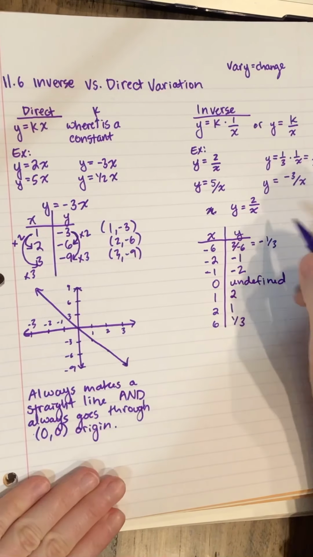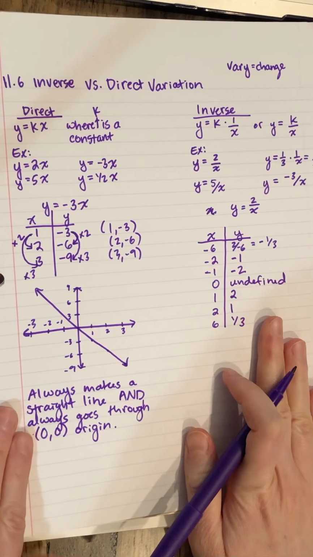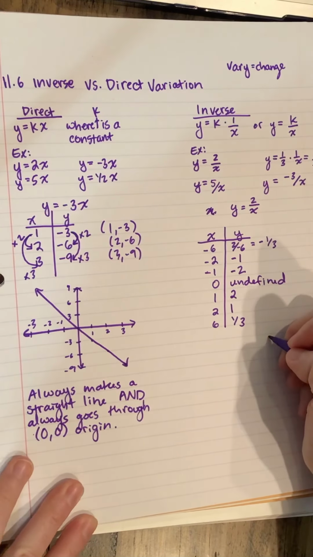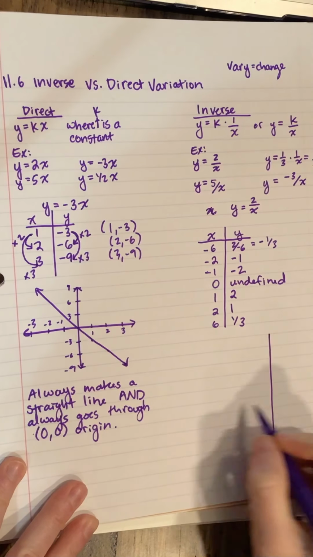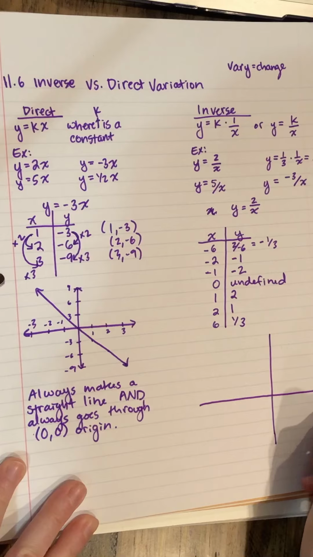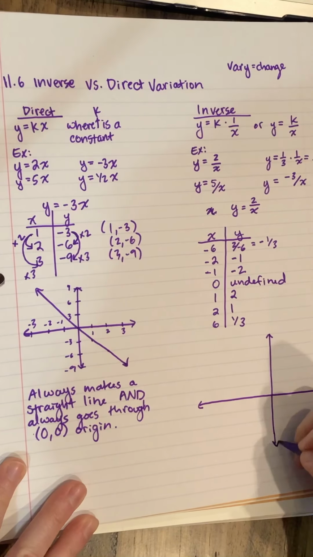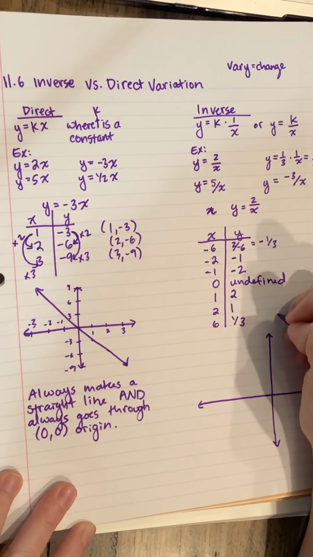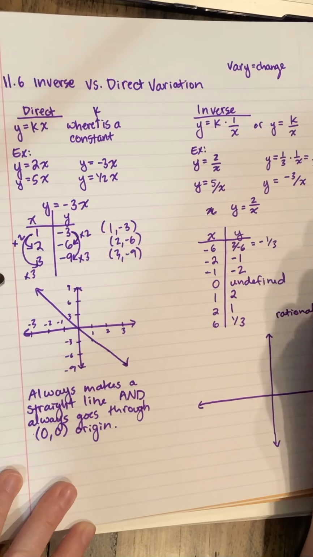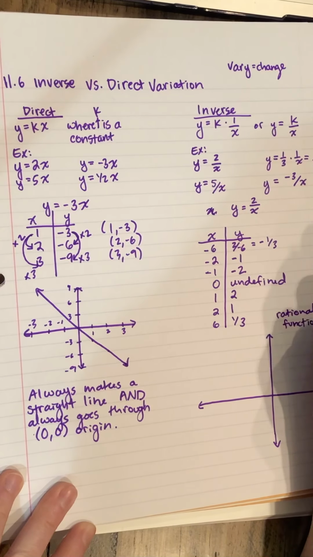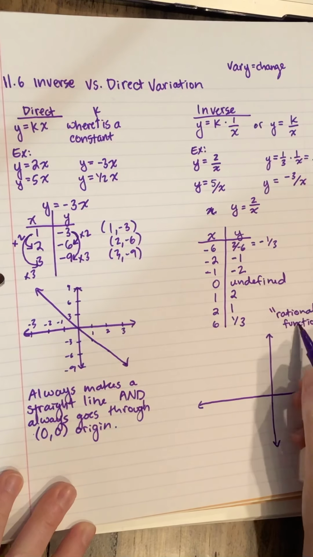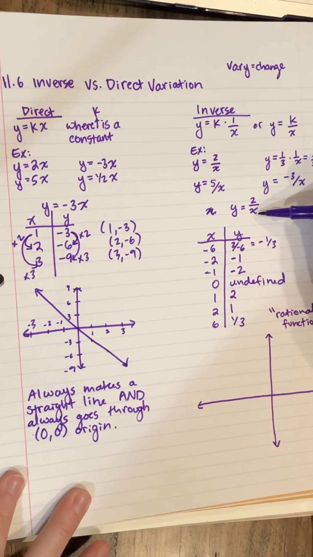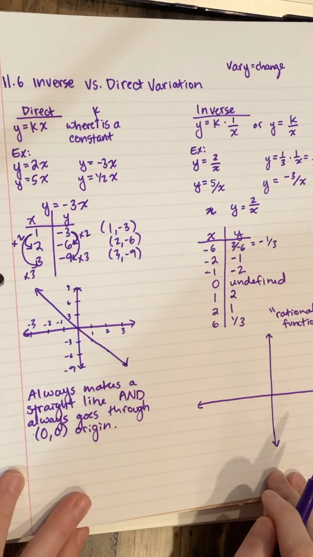Okay, now this graph is going to look very, very different from anything that you've ever seen before. Okay, so if we were to graph this guy, it's going to give us what's called a rational function. A rational function means the x is on the denominator. Whenever you graph something where your x is on the denominator, it's going to have this general shape that you're about to see.